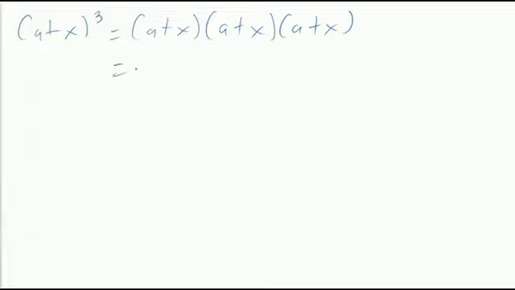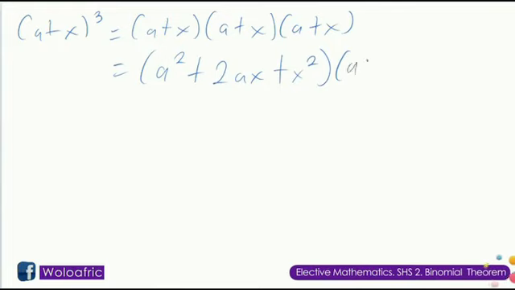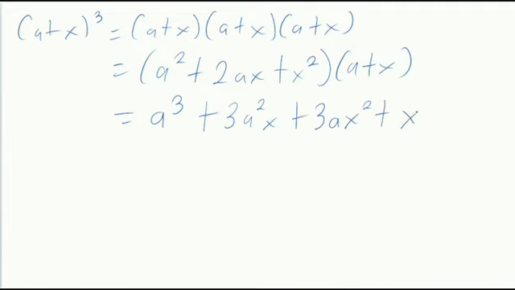a plus x to the exponent of 3, which was a plus x times a plus x times a plus x, would have resulted in a squared plus 2ax plus x squared, or multiplying another a plus x. And that would have given us a to the exponent of 3 plus 3a exponent of 2x, 3a exponent x squared plus x cubed.